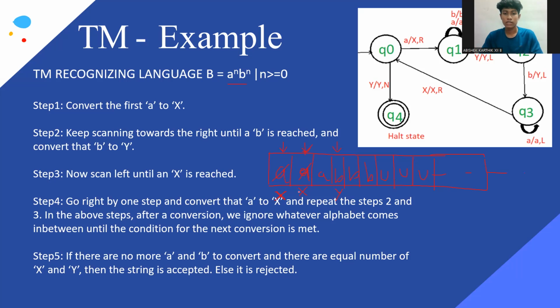So now we convert this A into an X, and we keep scanning right until we get to this B. It doesn't matter if it's an A or a Y in between. Now, this is a Y. All we need is we find the first B. We convert this into a Y, and then we repeat the process.